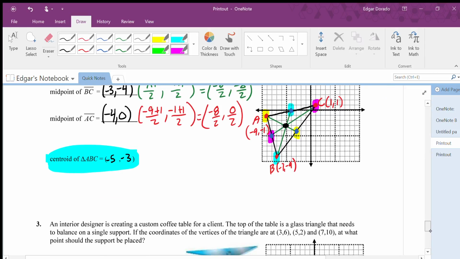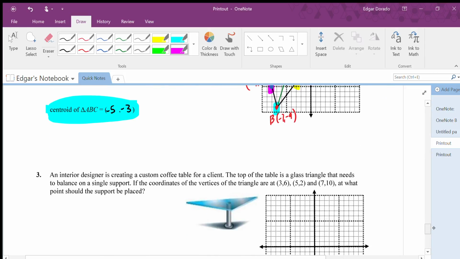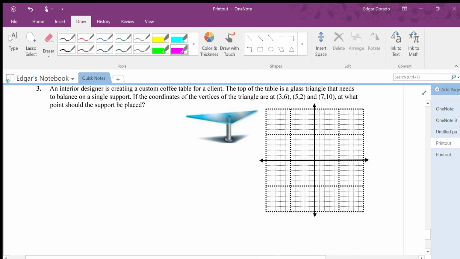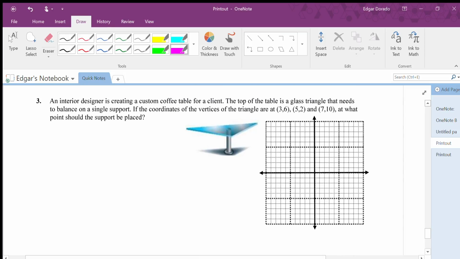We ended up connecting all of those different medians to find our centroid. We got coordinates of -5 comma -3. So hopefully you guys got that one correct. If you didn't, make sure you go back and retry, check all your work, double check that you have all of your calculations made correctly.